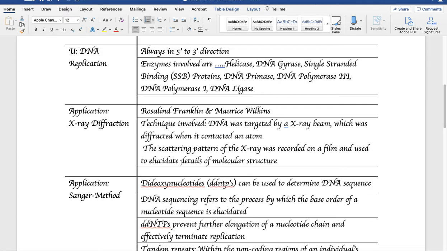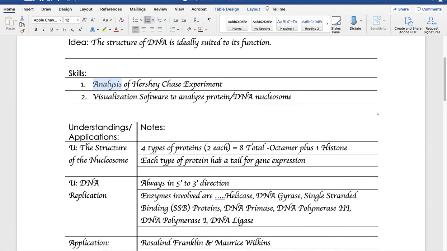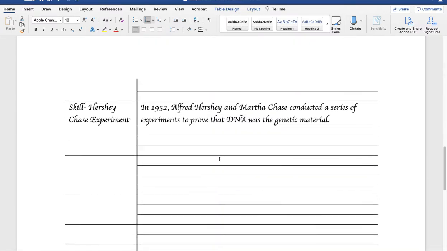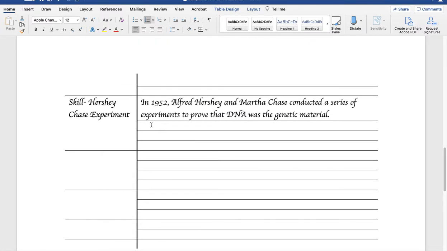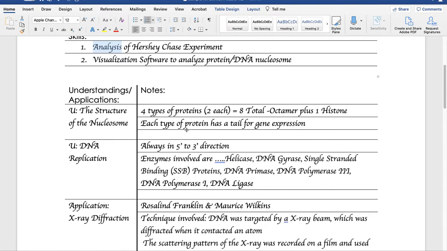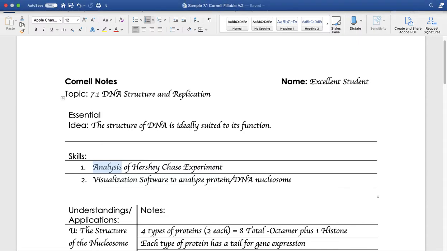I am not going over the concepts right now. I'm just going over how you should set up your notes. So this would be what your Cornell notes for 7.1 could end up looking like. Of course, you are not limited to how many notes you write. Again, this is just a way to help you structure your Cornell notes. So I hope it helps.